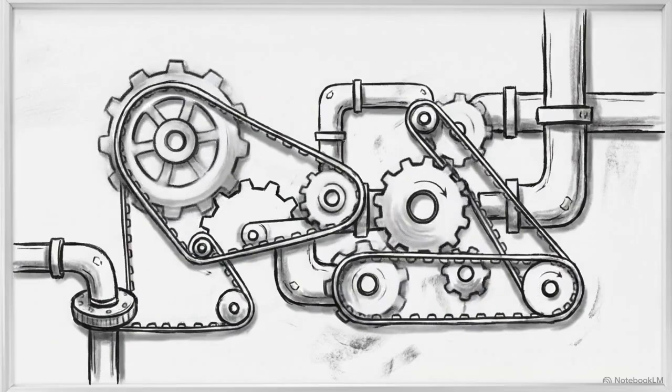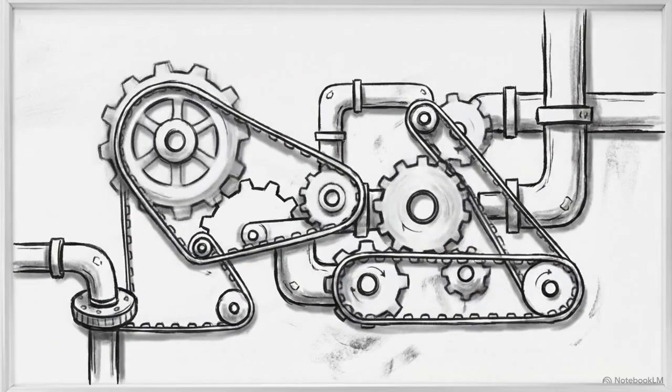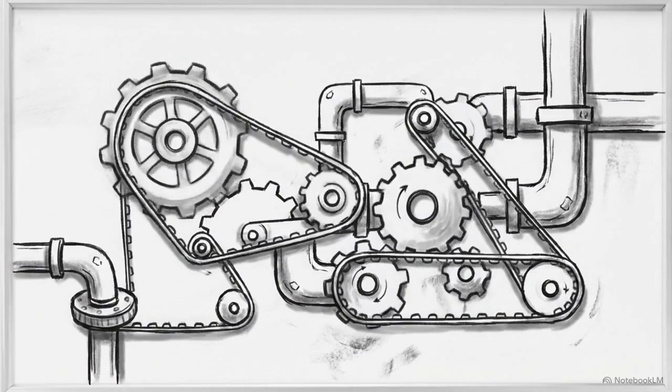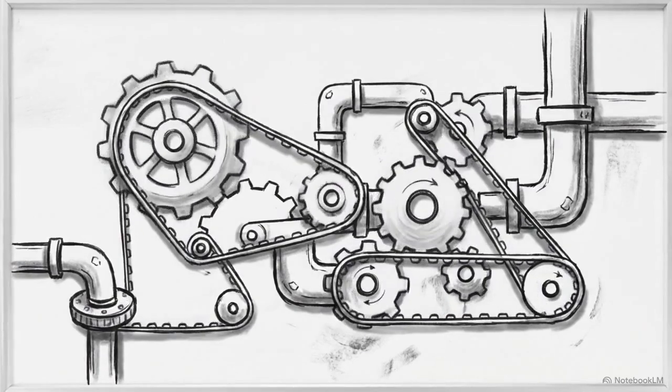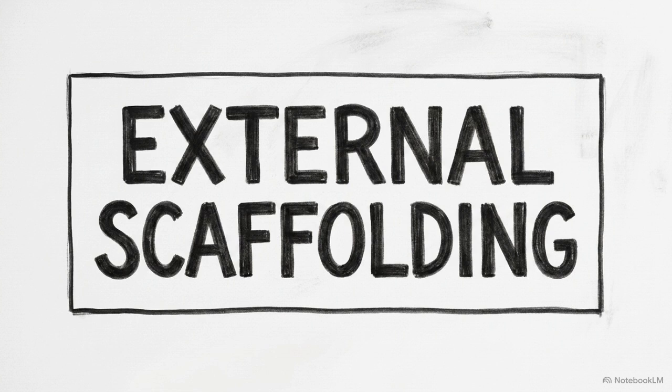Every product claims to ship an AI agent. But look closely. Most of these systems aren't agents at all. They are fixed pipelines. The paper we are analyzing today categorizes these systems as agentic.